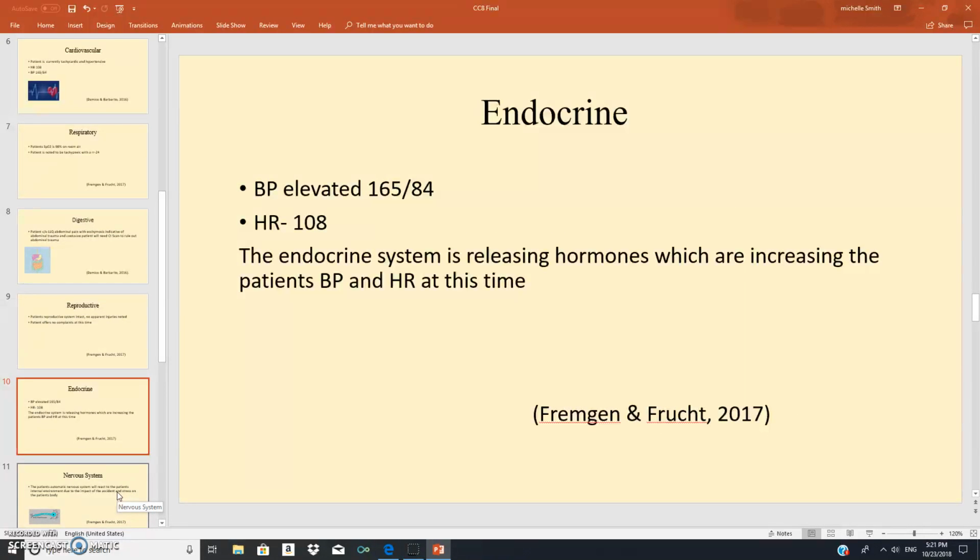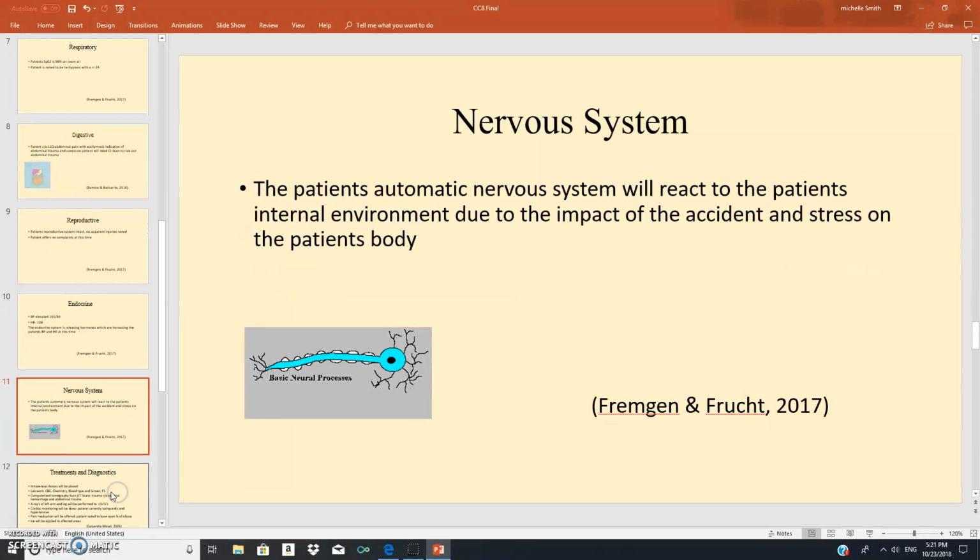Endocrine. BP is elevated to 165/84, hypertensive, heart rate 108, tachycardic. The endocrine system is releasing hormones which are increasing the patient's BP and heart rate at this time. Nervous system. The patient's autonomic nervous system will react to the patient's internal environment due to the impact of the accident and the stress on the patient's body.